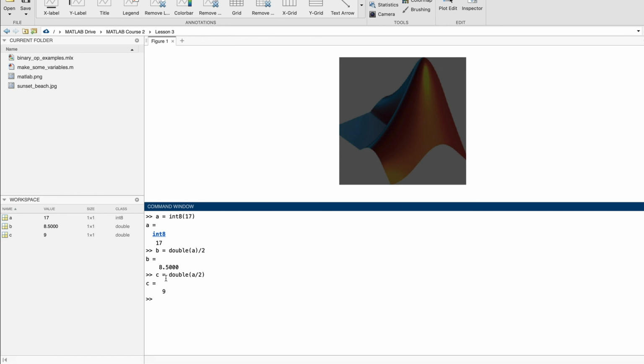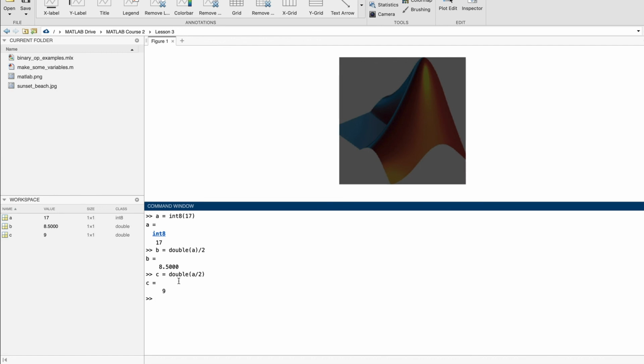When we calculate B here, we first convert A to a double and then divide by 2. And since 2 is by default also a double, the result of the operation is a double. But when we calculate C, we first divide by 2, and since A is an int8, the result is an int8, which means that the exact answer, 8.5, is rounded to the integer 9. We then convert that 9 from an int8 to a double.